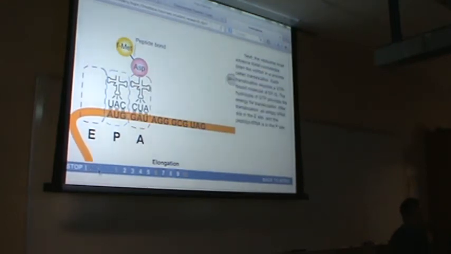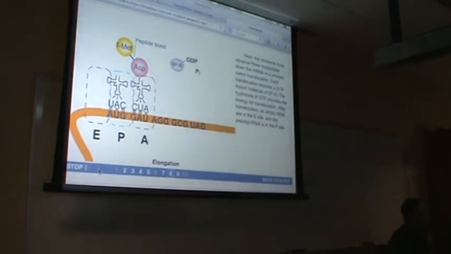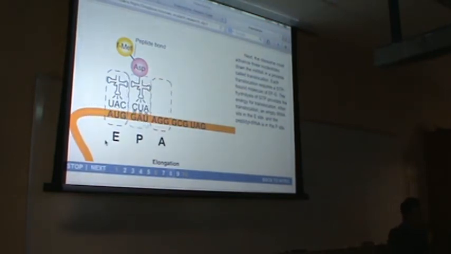So we put first in methionine, second in aspartic. Now we just have to connect the two. That's called peptide bond formation. And then you just release the energy of GTP, move along, and just move along the assembly line to the next one.